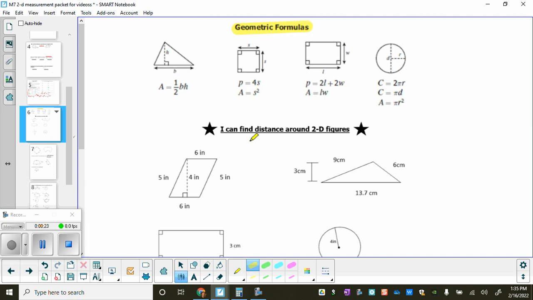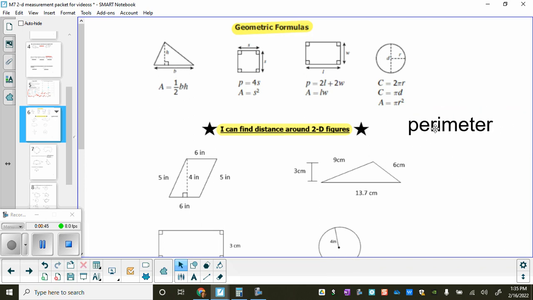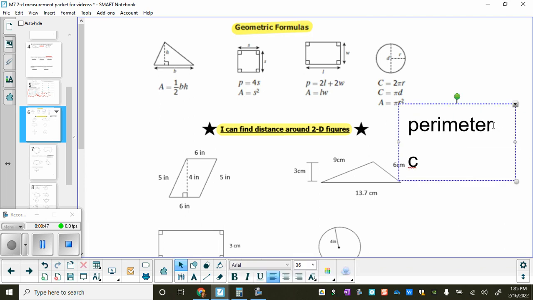Chances are you'll have a lot of them already memorized from elementary school just because you've seen them so many times. Or you might have them memorized by the end of this video because you'll be looking at them a lot. For this video, we care about the distance around the 2D figures. And off to the side, I'm going to mention that you've heard this called perimeter, but you've also heard it called circumference.